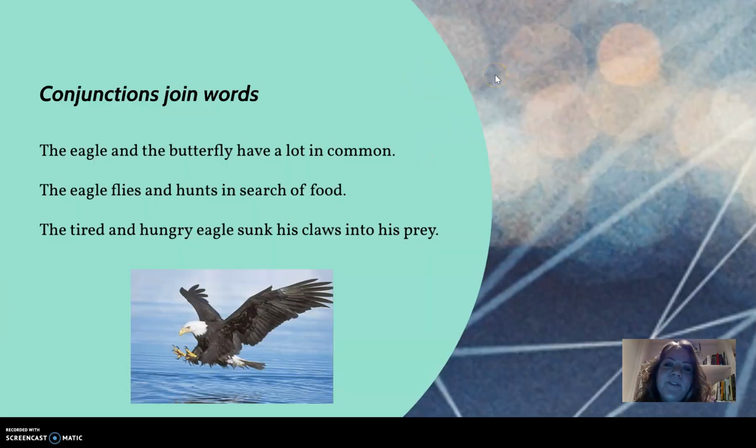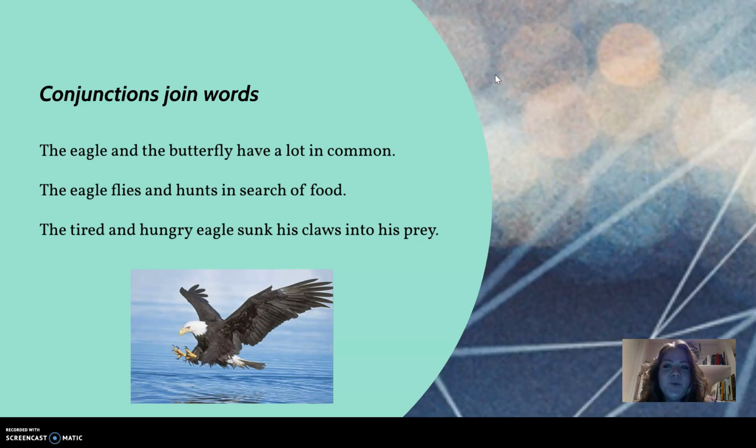The eagle and the butterfly have a lot in common. In this example, I'm joining eagle and butterfly, 2 nouns. In the next example, the eagle flies and hunts in search of food. In this example, I'm joining flies and hunts, 2 verbs. The last example, the tired and hungry eagle sunk his claws into his prey. In this example, and is joining 2 adjectives.